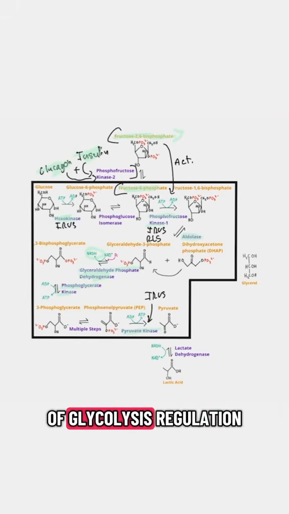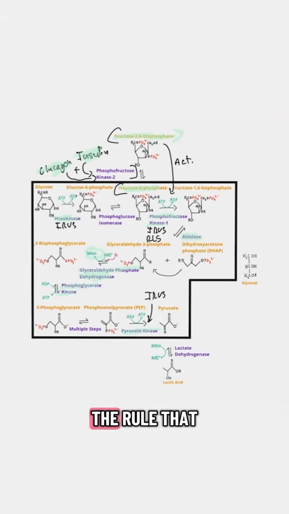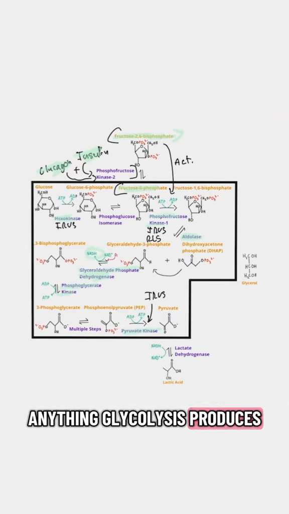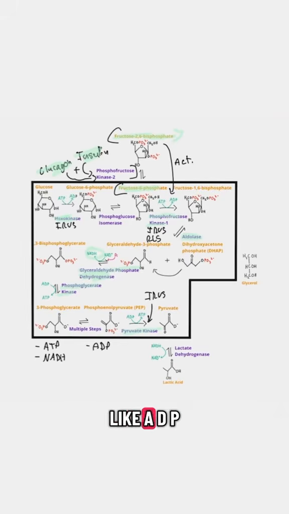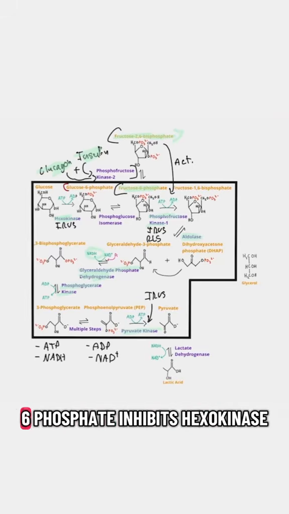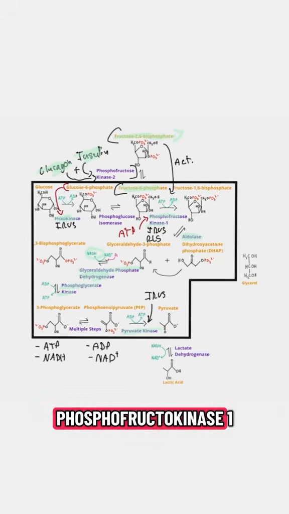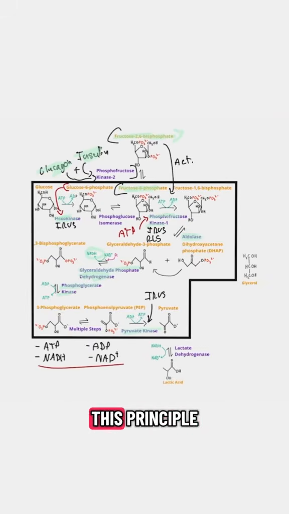For the rest of glycolysis regulation, you're pretty safe to just follow the rule that anything glycolysis produces is going to inhibit glycolysis, and anything that glycolysis uses as a reactant is going to promote glycolysis. So your common inhibitors are things like ATP, NADH, and your common activators are things like ADP and NAD+. The only specific ones that I'd really worry about is that glucose 6-phosphate inhibits hexokinase, and then ATP inhibits phosphofructose kinase 1. But in general, if you follow this principle, you're going to be fine.